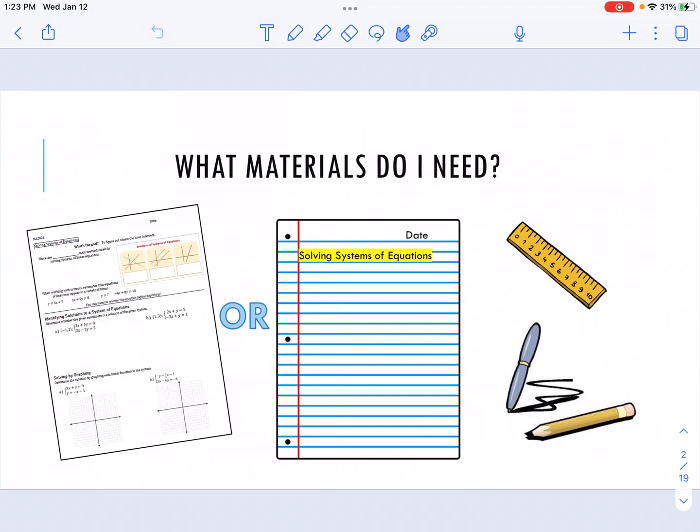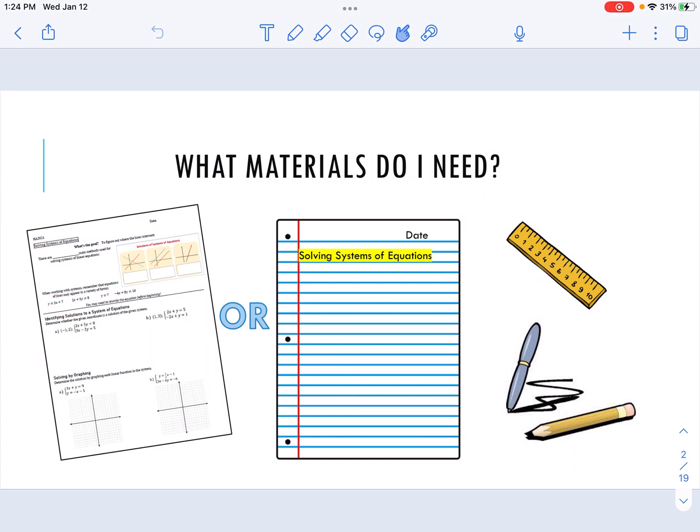Before we begin today, make sure you have the following materials out. Either a copy of today's notes, if you need to print it, you may do so, or if you don't have access to a printer, please make sure you have a piece of loose leaf or graph paper preferably, with today's date and today's title on top. In addition to your notes page, you will need a ruler and a pencil. A pen should be out just in case you want to make sure you're doing corrections, but it's not necessary.